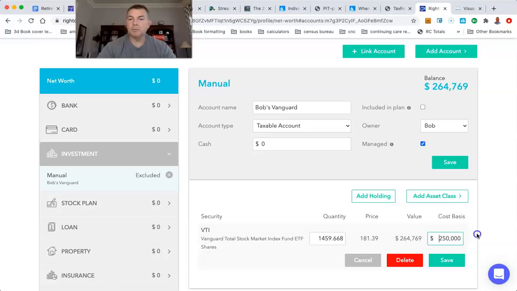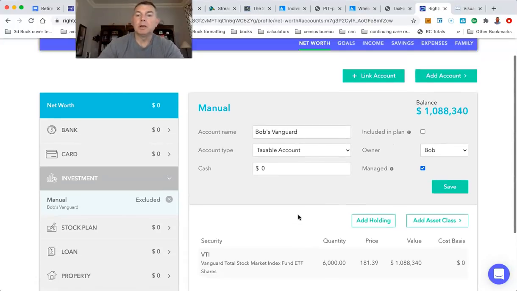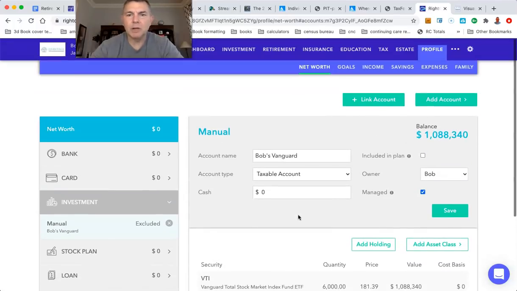Let's just make that cost basis 0 so you can see what I'm talking about here. We go to 0 here, and we're going to say they have, let's say, 6,000 shares of VTI. Should give about $1 million. So I've got $1 million of VTI with no cost basis. I'm just showing that to make a point that everything they sell will be subject to capital gains. So now it makes sense what I'm talking about.